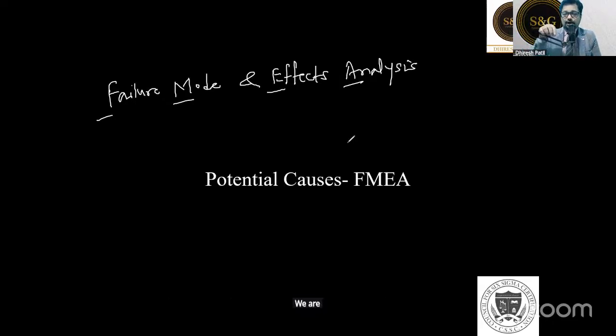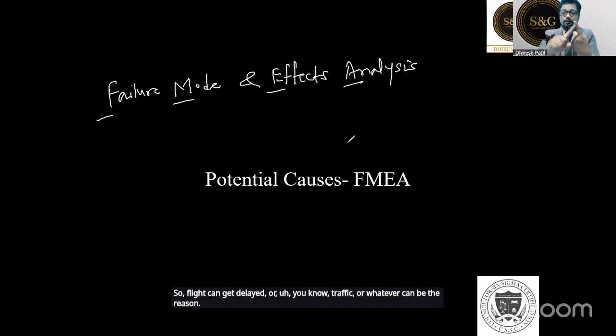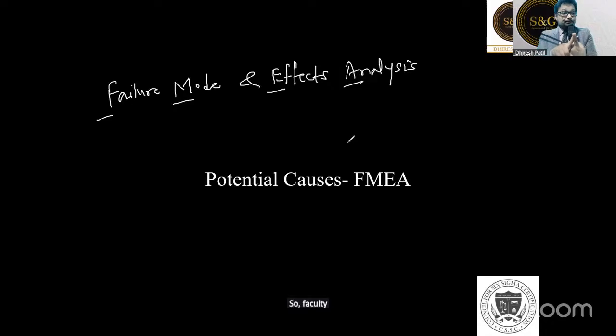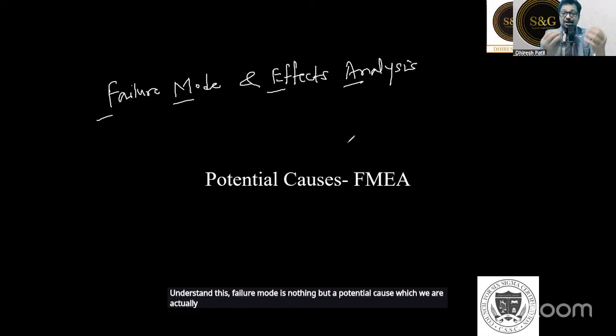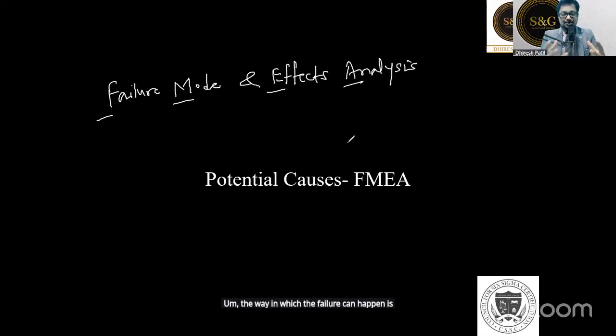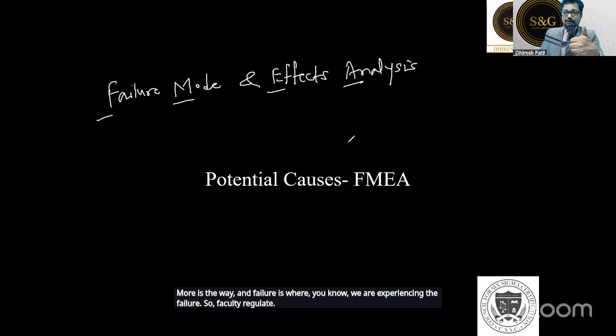We are located in Mumbai, and the faculty is coming from Bangalore. So the flight can get delayed, or traffic, or whatever can be the reason. So faculty reaching late to the venue is one of the failure modes. Understand this? Failure mode is nothing but a potential cause. The way in which the failure can happen is the failure mode. Mode is the way, and failure is where we are experiencing the failure. So faculty reaching late. What else can go wrong?